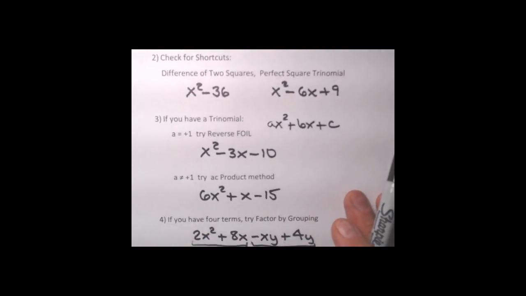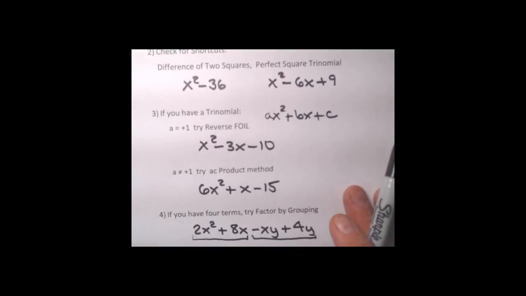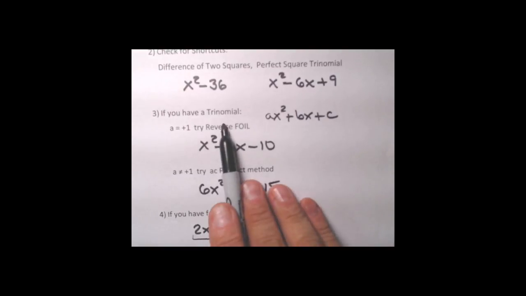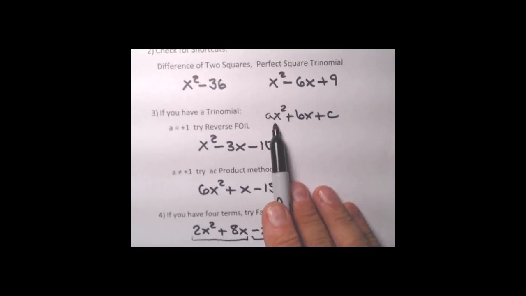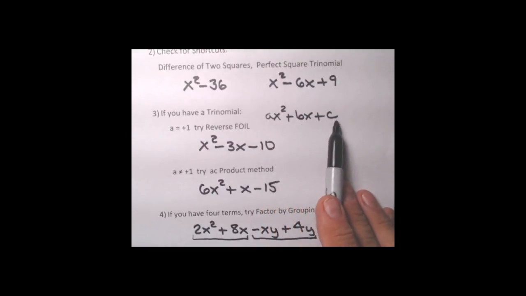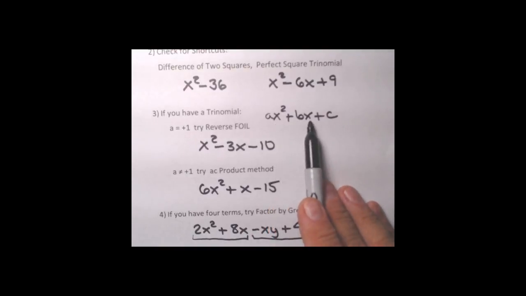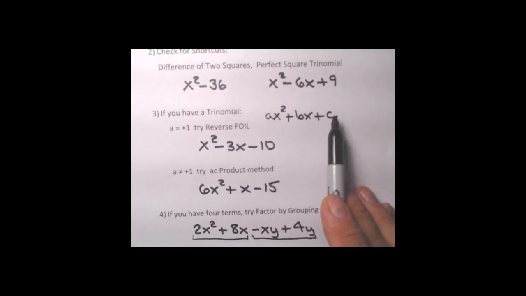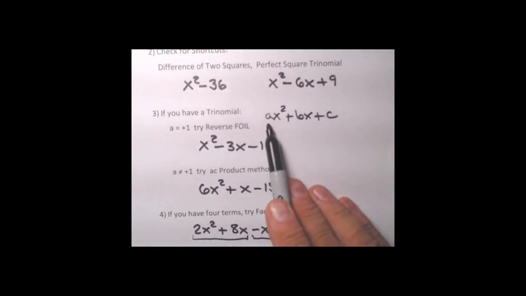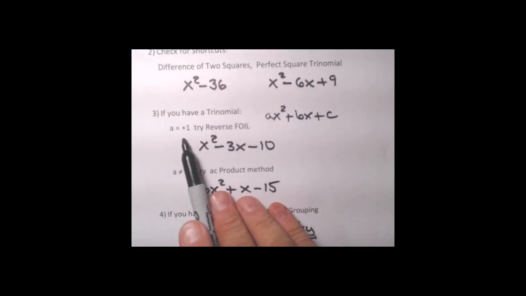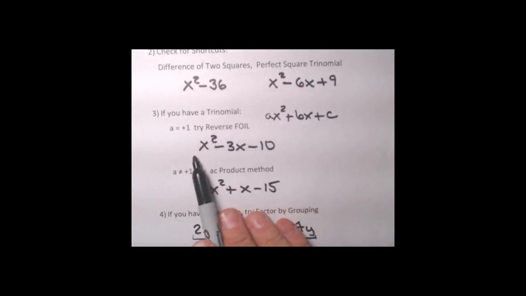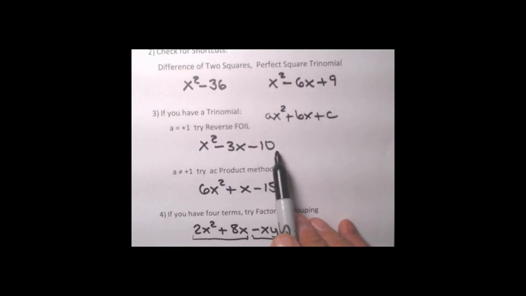Now, on the other hand, if you don't have a nice shortcut, but you still have a trinomial, remember the general form for a trinomial is ax squared plus bx plus c. The a, b, and c are the coefficients. This is the x squared term, the x to the first power term, and a plain number. Well, what you home in on is what's in front of the squared term, the value of a. If the a happens to be plus 1, then you can try reverse FOIL. Here's an example. Remember, if you don't see anybody in front of the x squared, we assume plus 1, and you try the reverse FOIL method on this.